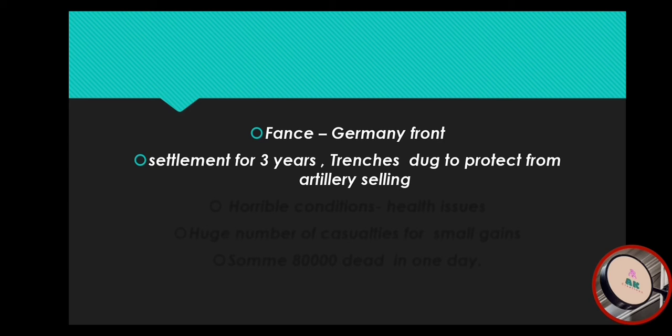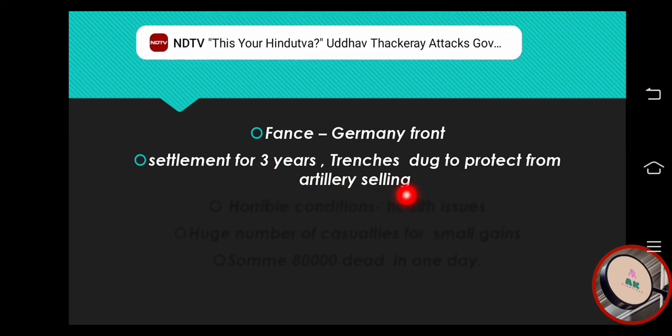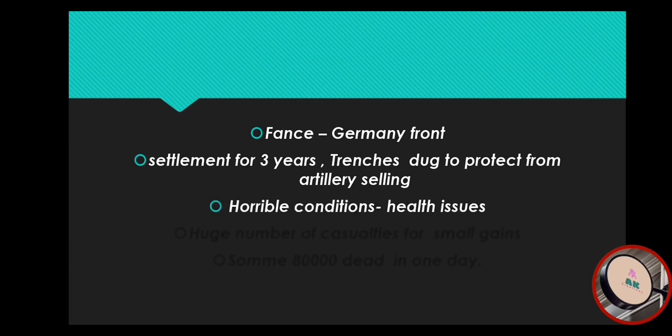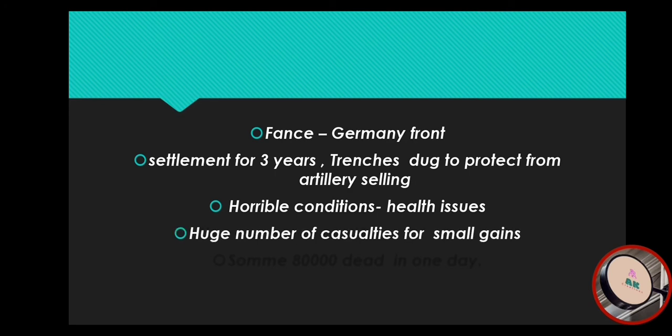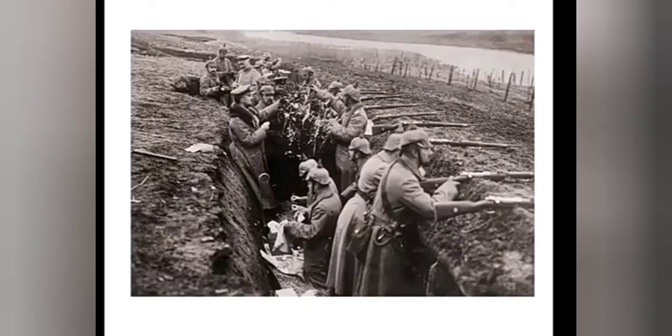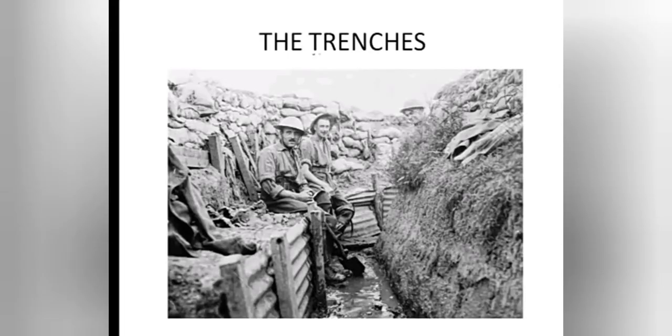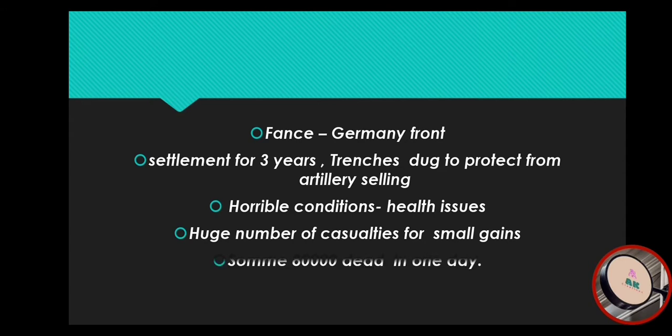I told you, trenches were to protect from artillery shelling. Then there were horrible conditions during the war as well. A lot of soldiers used to lose their lives, and because of that, health issues started. No one was there to take care of the soldiers because everyone was busy fighting each other. There was a huge number of casualties for small gains.